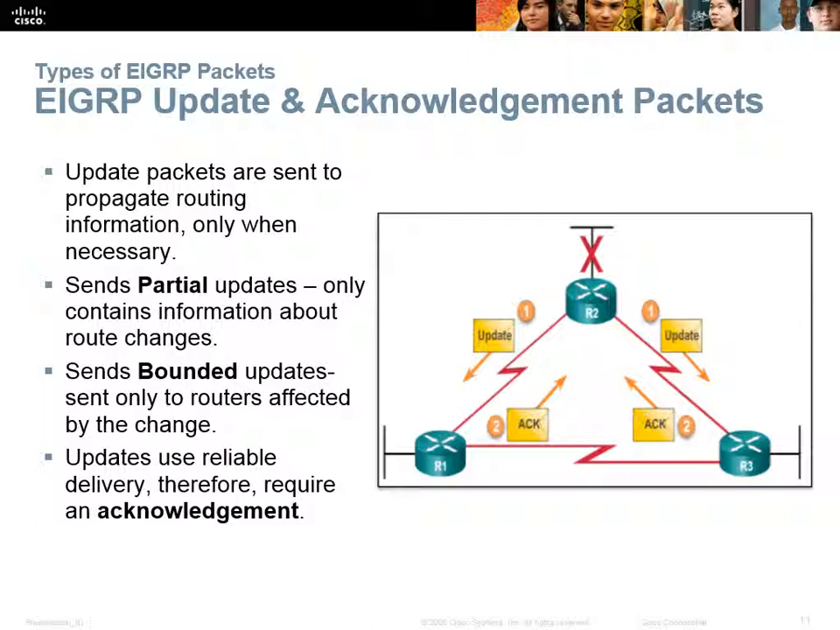Updates use reliable delivery, therefore they require an acknowledgement. Okay? So I pick up the phone and I call Casey. Remember, when we're talking about the difference between TCP and UDP, TCP is a connection-oriented protocol. I pick up the phone, call Casey. Casey's on the other end. She's answering it. I say, hi, I'm Scott. And she goes, hi, I'm Casey. That's an acknowledgement, right? So she has acknowledged it. Updates are the same way.